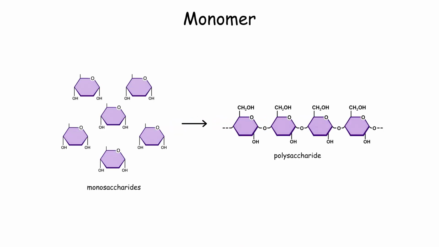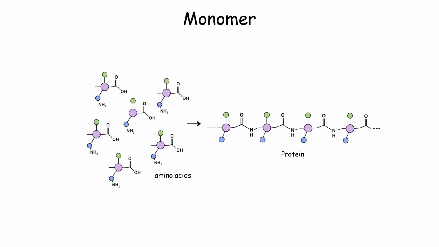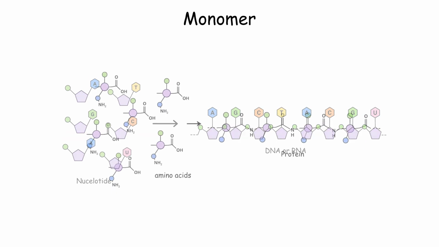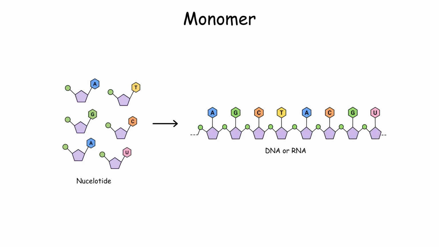A monomer is a small building block. When many monomers join together, they form a larger molecule. For example, many monosaccharides can join together to form large carbohydrates. Many amino acids join together to form proteins, and many nucleotides join together to form nucleic acids like DNA and RNA. But lipids are slightly different.